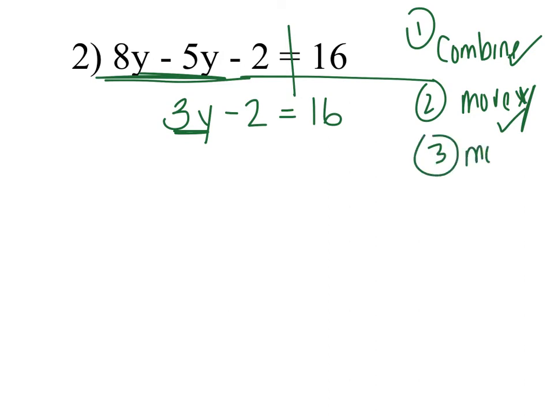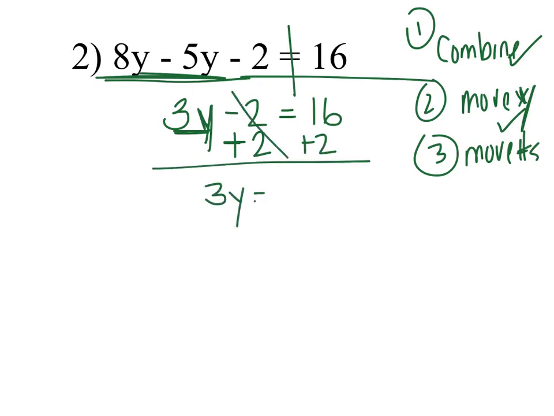Now move numbers. So I'm going to take the 2, and remember we want to get everything away from that y. So I'm going to add 2 to both sides. Okay, and now it's one step. 3 times y, you could know that that's just 6. But in order to figure that out correctly, or algebraically, instead of mentally, that's the better word. Y equals 6.